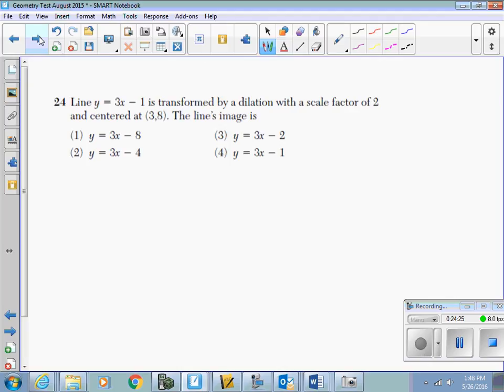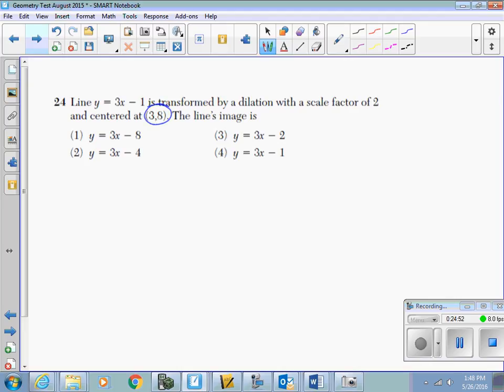We haven't talked about this much, and I'm not going to spend too much time on it, but I will go over a couple things about it. It says line y equals 3x minus 1 is transformed by a dilation with a scale factor of 2 and centered at (3,8). Let's see if the point (3,8) is on the line. If it's on the line, then the y-intercept is not going to change.